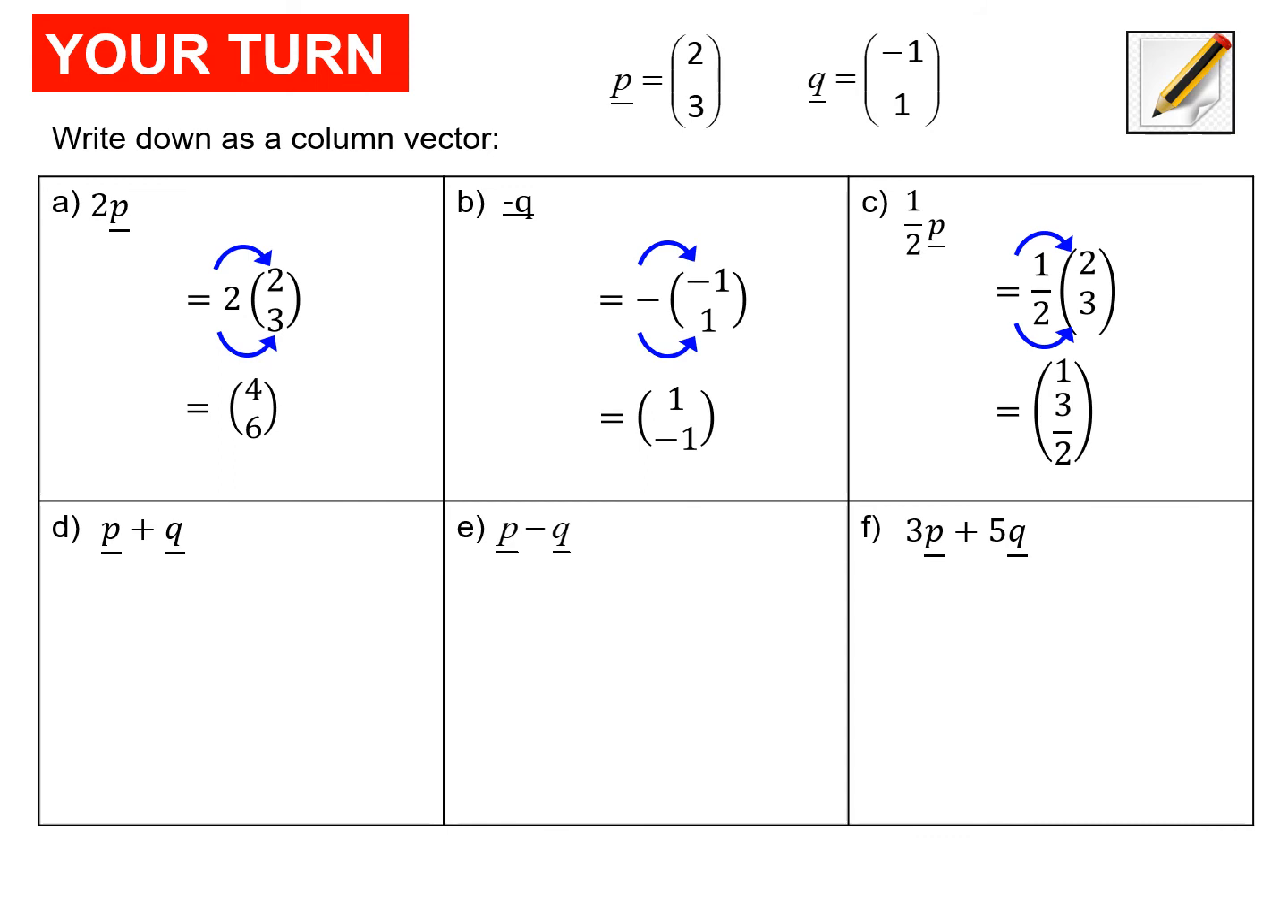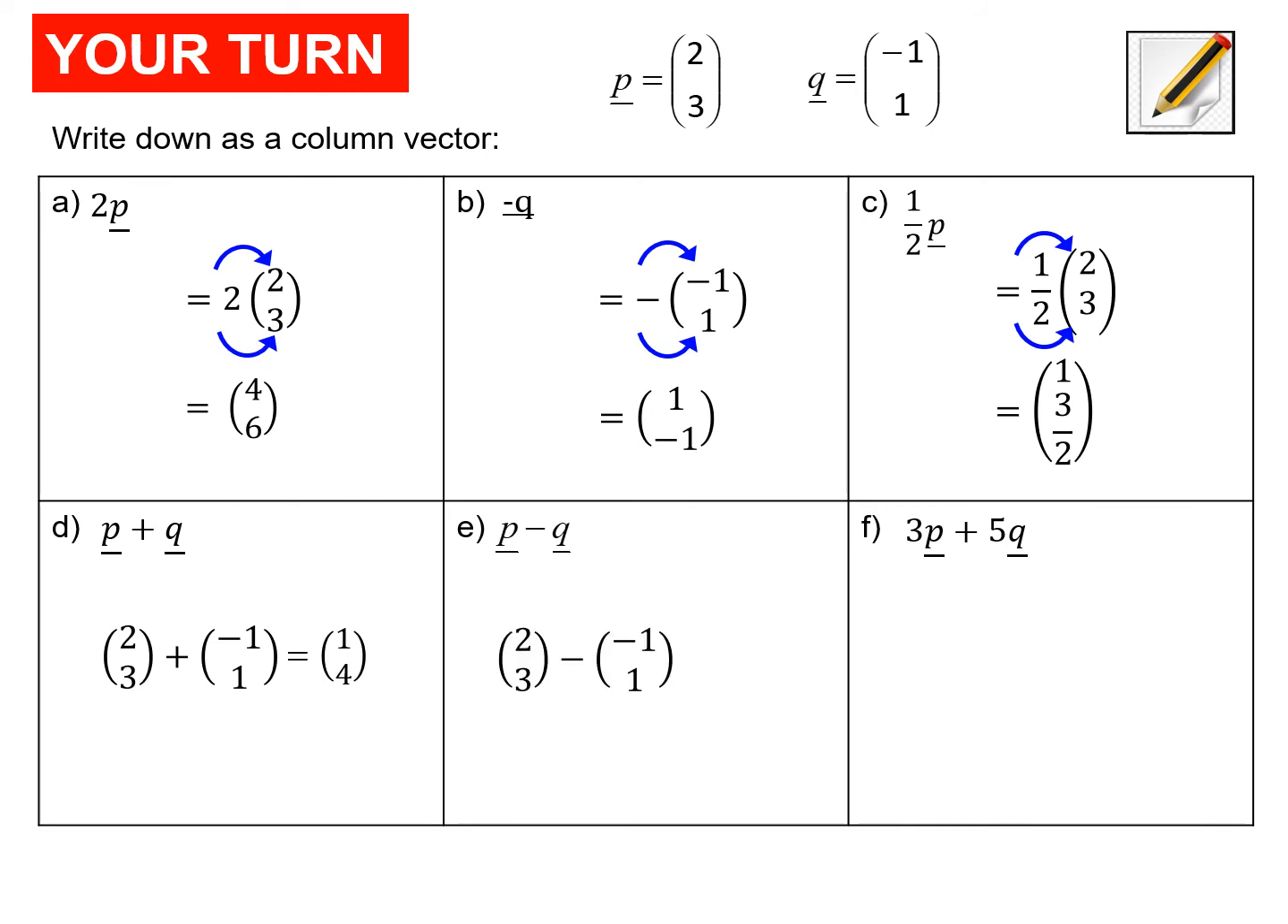Example D is p plus q, so we're just going to add together (2, 3) and (-1, 1). Adding the x components together, 2 add -1, we end up with 1, and then 3 add 1 is 4.